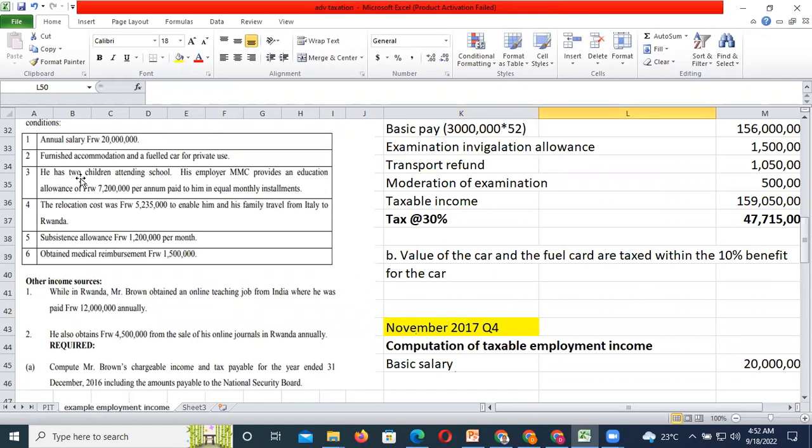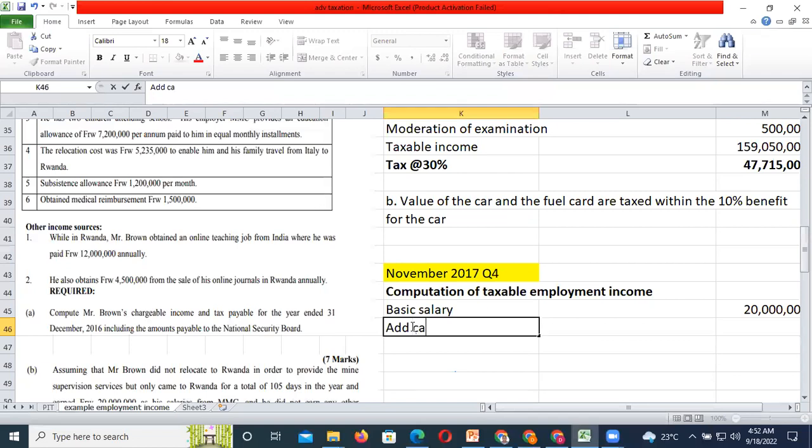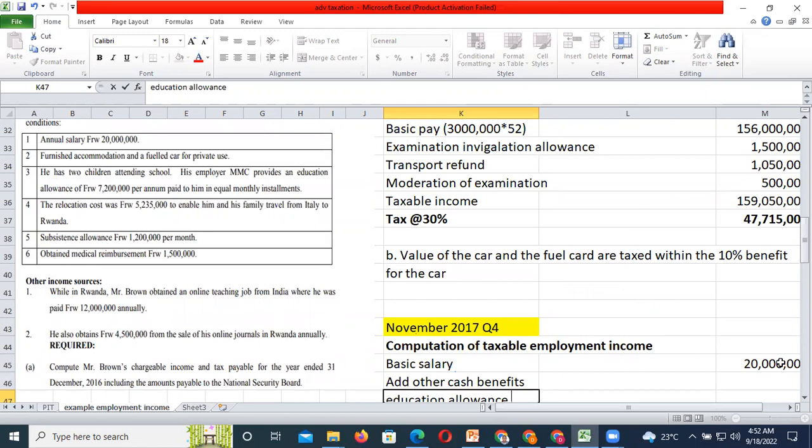Information number 3. He has 2 children attending school. His employer provides education allowance. So we have education allowance. Then we add the other cash benefits. So the first cash benefit I have is the education allowance, which is 7.2.